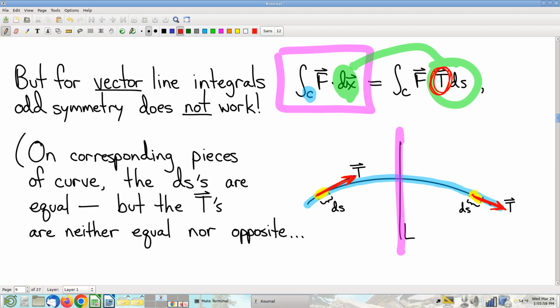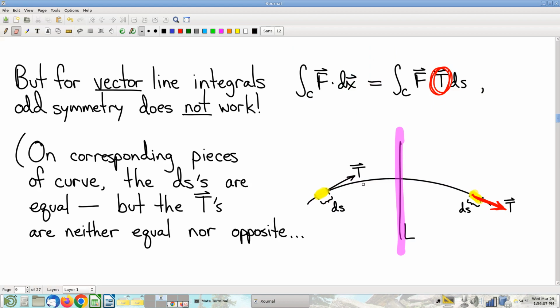So anyway, if you do have a scalar line integral, go ahead. If you have a vector line integral, no option for symmetry, realistically. Okay, moving it along.